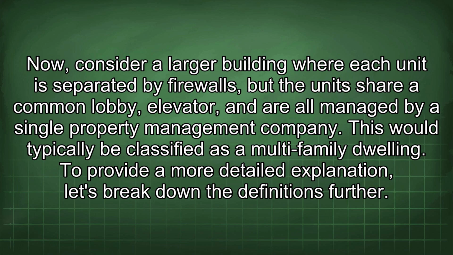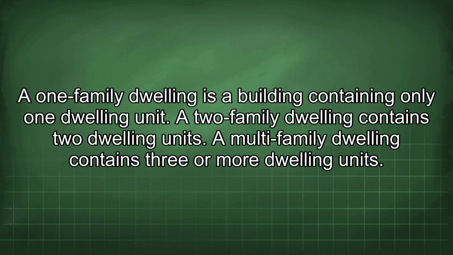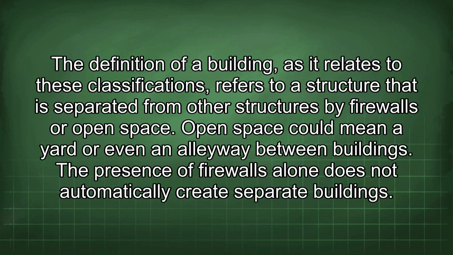To provide a more detailed explanation, let's break down the definitions further. A one-family dwelling is a building containing only one dwelling unit. A two-family dwelling contains 2 dwelling units. A multi-family dwelling contains 3 or more dwelling units. The definition of a building, as it relates to these classifications, refers to a structure that is separated from other structures by firewalls or open space. Open space could mean a yard or even an alleyway between buildings.